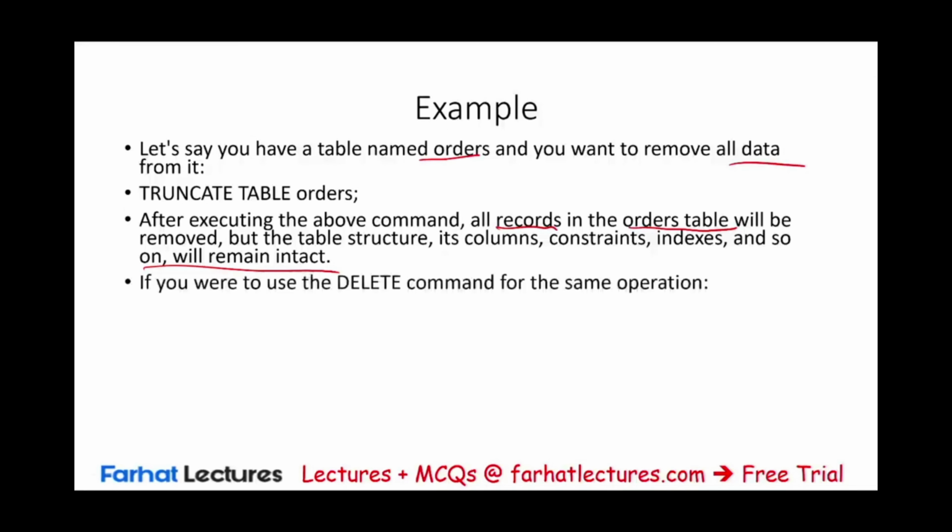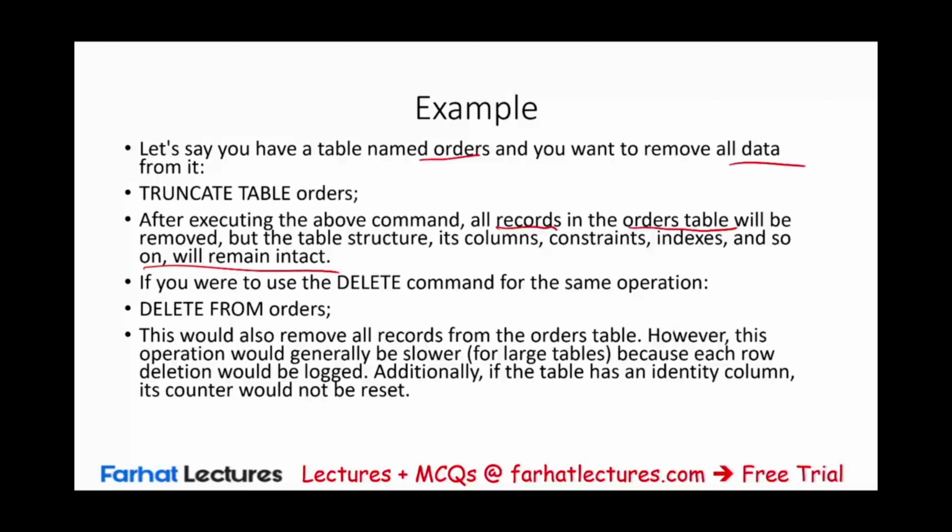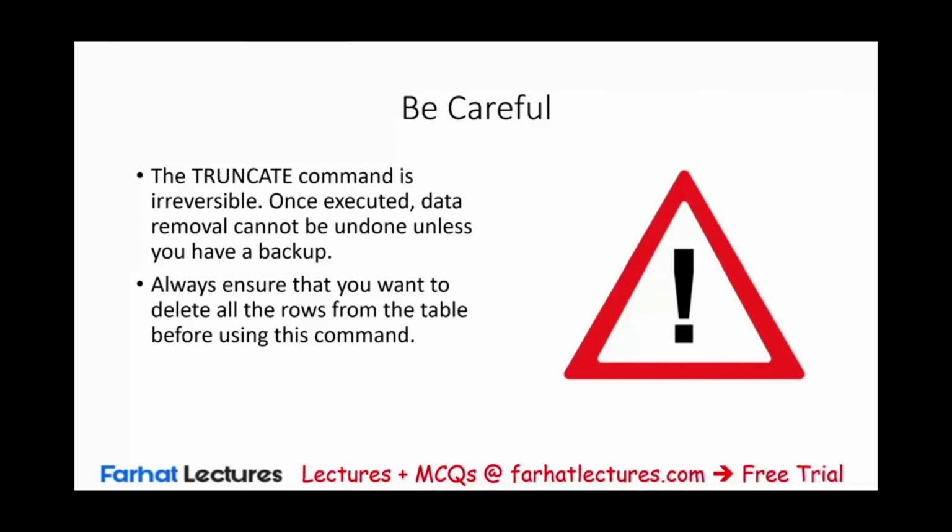So basically you are starting from zero. If you were to use the delete command for the same operation, delete from orders, this would also remove all records. However, this operation would generally be slower, especially when you have a larger table, because each row deletion would be logged. Also, if the table has an identity column, its counter would not be reset. Sometimes those records are connected to something else, so that could be an issue with the delete. Also be careful here, the truncate command is irreversible once executed. Data removal cannot be undone unless you have a backup. Always make sure you want to delete all the rows before executing this command.